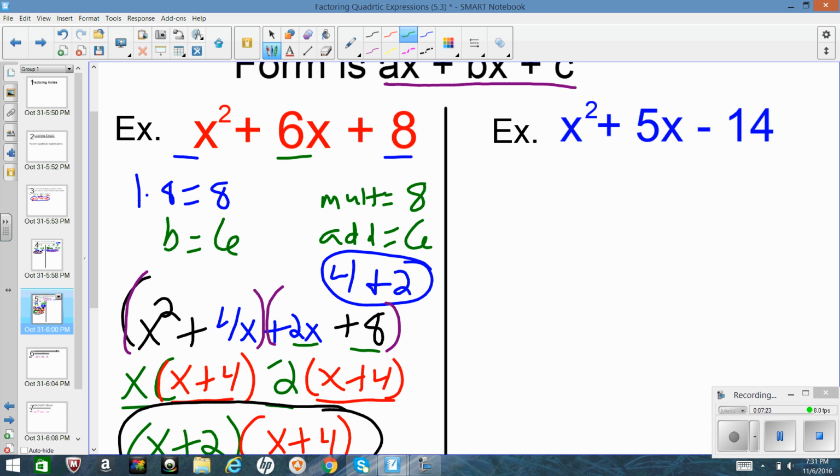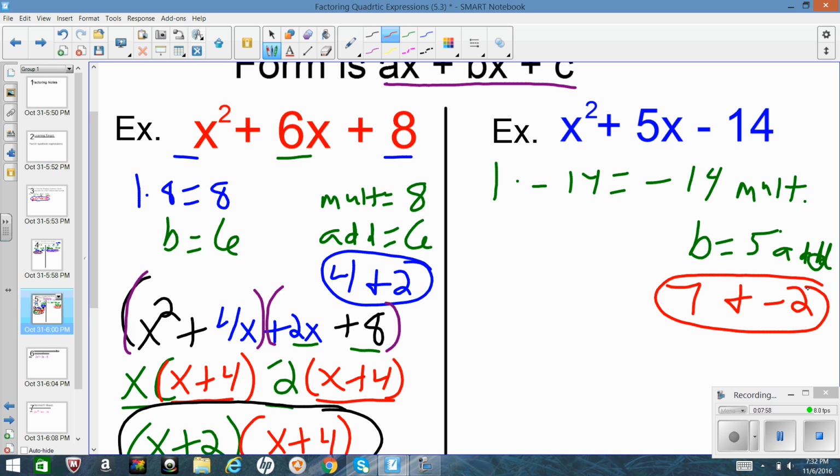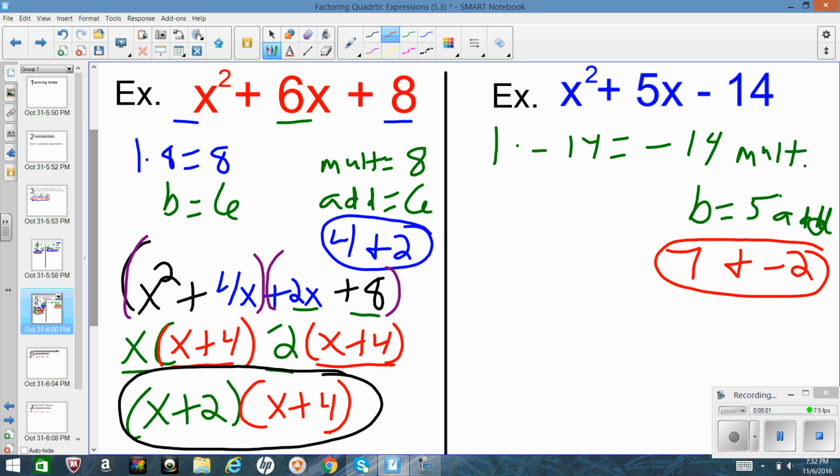Again, I take the first term times the last term. So 1 times negative 14, which would give me negative 14. So I need to multiply to negative 14. And I know my b is 5, so that's what I need to add to. So again, what multiplies to negative 14 and adds to 5? If I think about it, that would be 7 and negative 2. 7 times negative 2 is negative 14. 7 minus 2 is 5 when you add them together. So those are my two magic numbers.